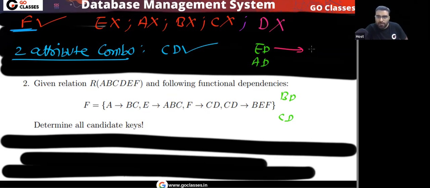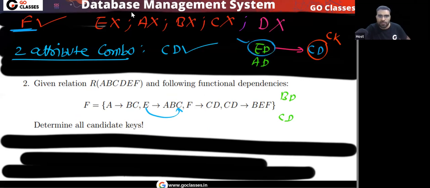See, ED can give me CD, right? Agree with me? ED can give me CD. That's it. This is your candidate key already. So this is also correct. Is this clear? Please tell me. So this also you got.